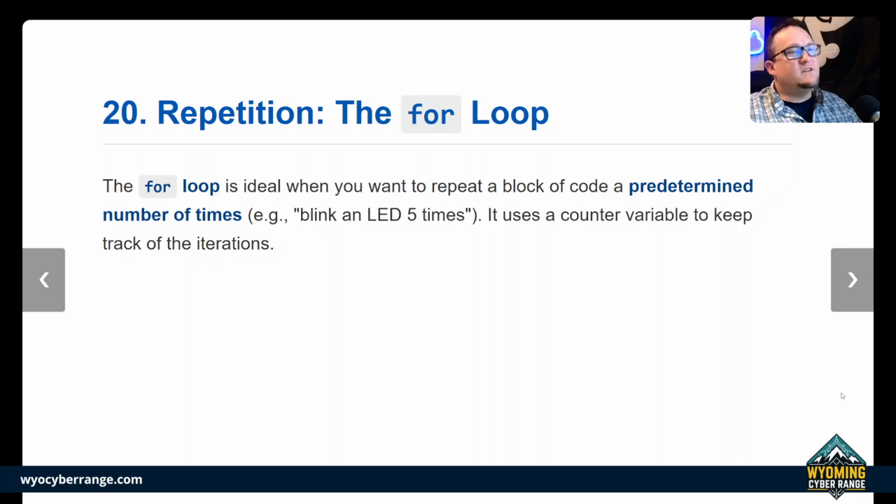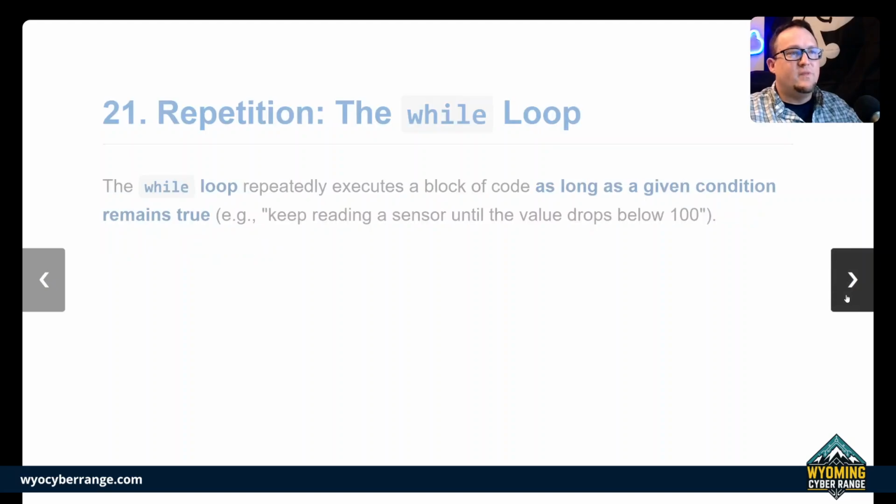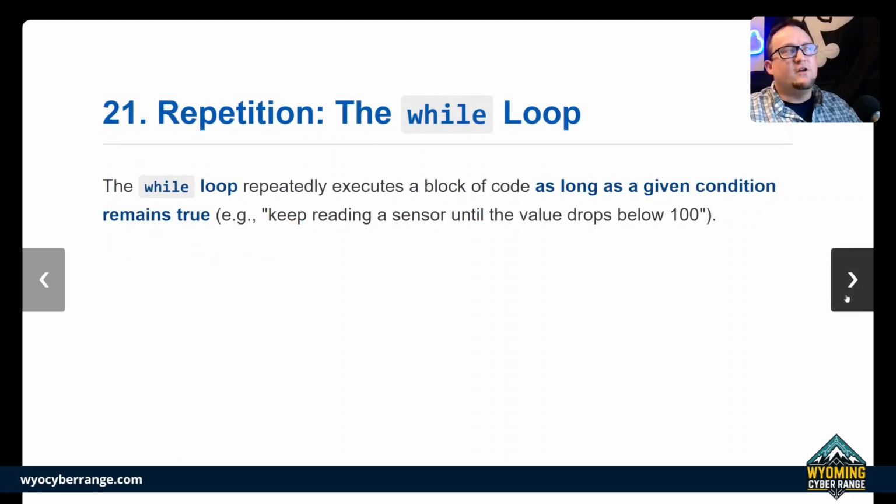Now, if we want to go a step further with repetition, we can use the for loop. The for loop is really great for when we want to count or go through something an X amount of times. For example, we want to blink an LED 5 times. So we can use a counter variable to keep track of every time we go around. And once we hit 5, then we end the loop. The for loop is a really great thing to utilize if you have a set number of iterations you want to go through.